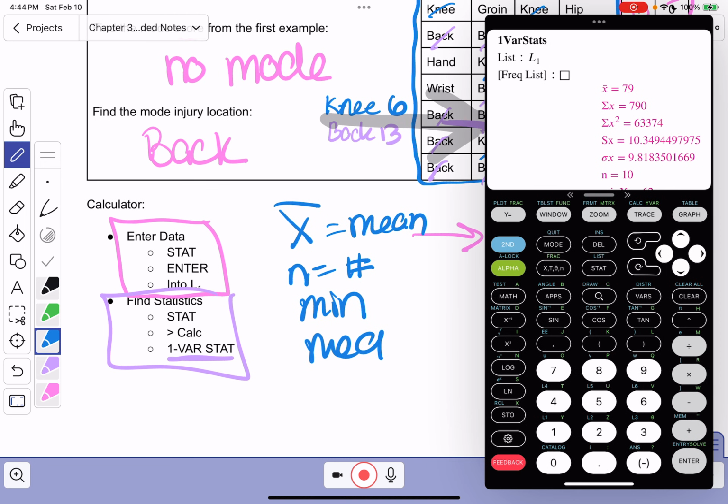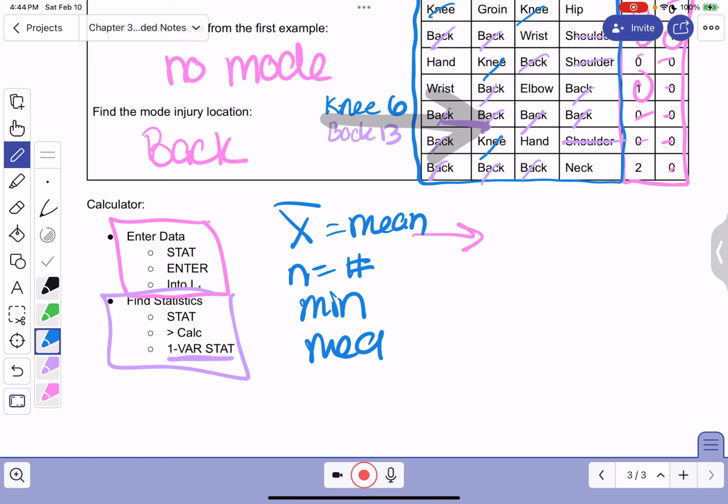So that is 3-1, measures of center. Let me know if you have any questions.